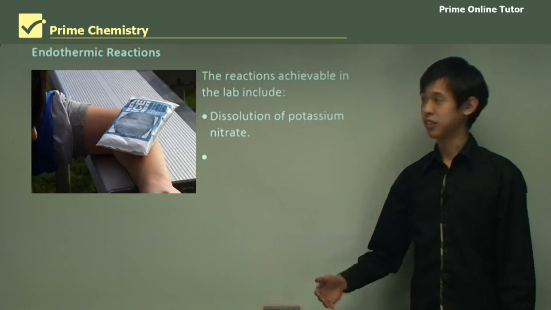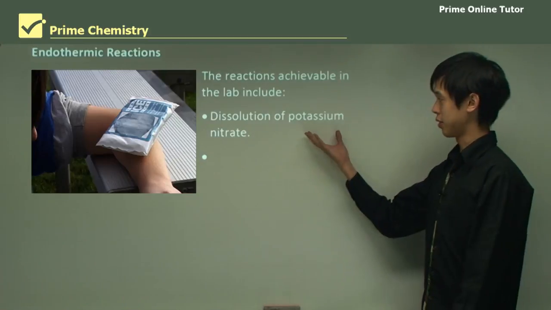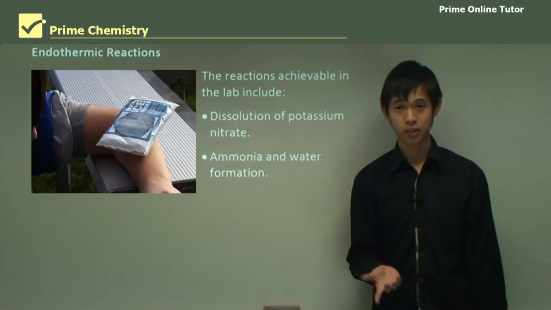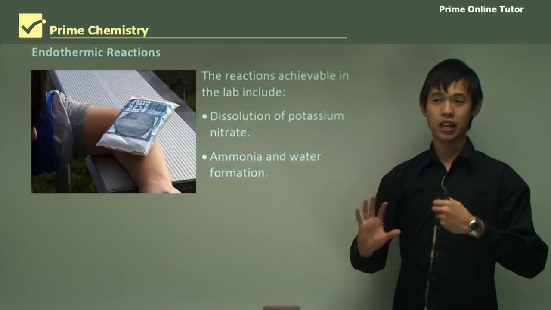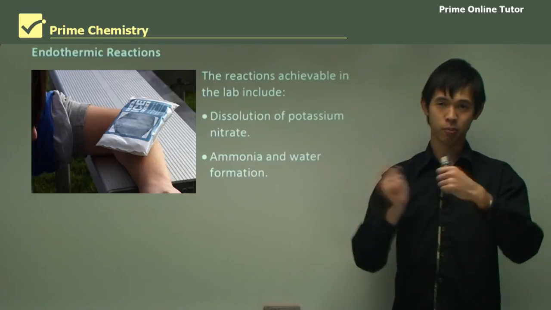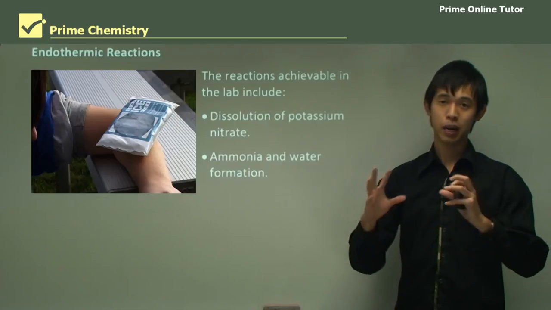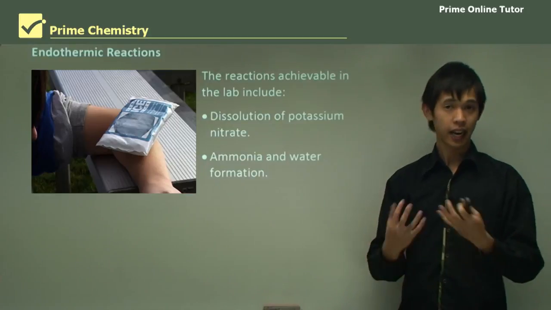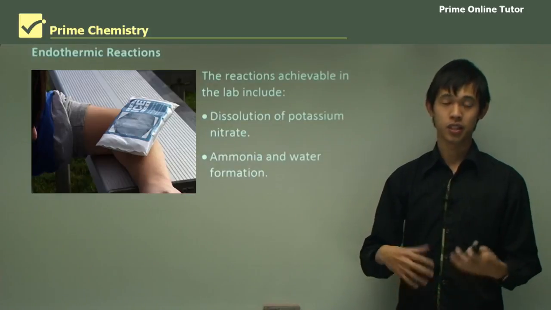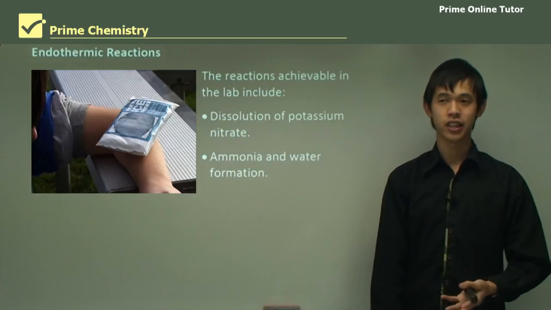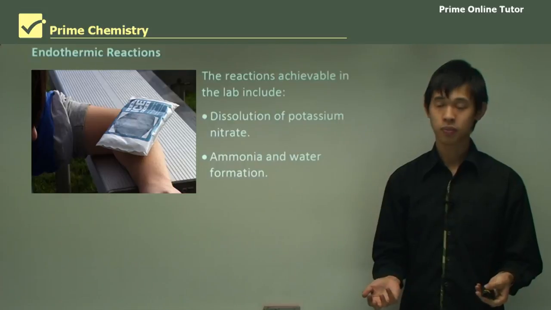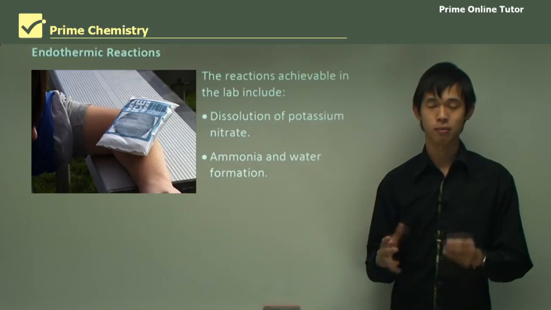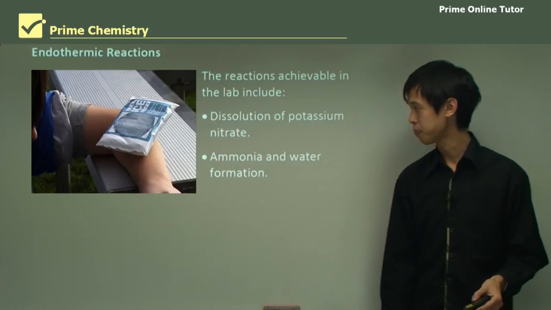With endothermic reactions, the reactions that we can do in a lab include the dissolution of potassium nitrate and the ammonia and water formation. There are not as many endothermic ones that we can see, but if you think about an ice pack, what you do with an ice pack is usually snap it or break it beforehand. What happens is that it mixes two chemicals together, usually urea and water. That can suck out the heat in a particular area because it's an endothermic reaction. When you place it on your injury, it's actually removing the heat from your body, so you get that cooling effect. So it usually mixes two chemicals and you get a cooling sensation.